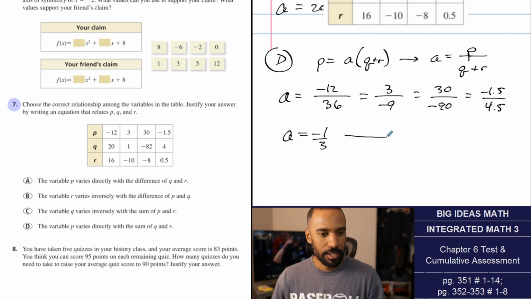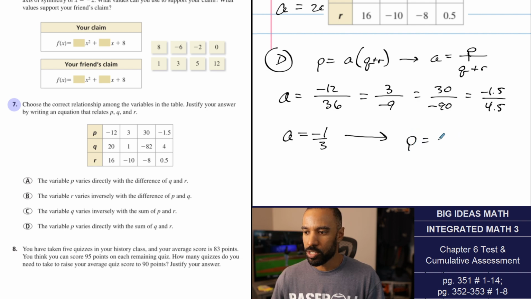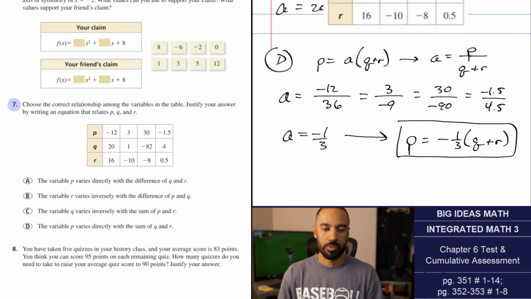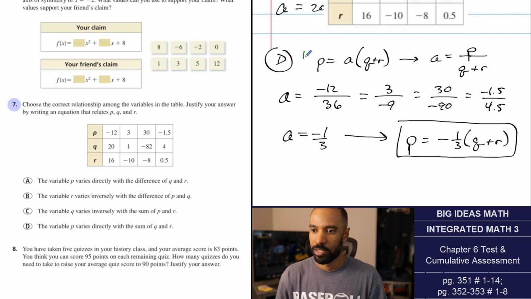And then they said, write an equation that relates P, Q, and R. So this equation will be P equals negative 1/3 times the quantity Q plus R. That is a direct variation on that one. And that would be our final. So D is the ticket. D is the answer, and then we have an equation based off that. All right, there's kind of a little bit to do.